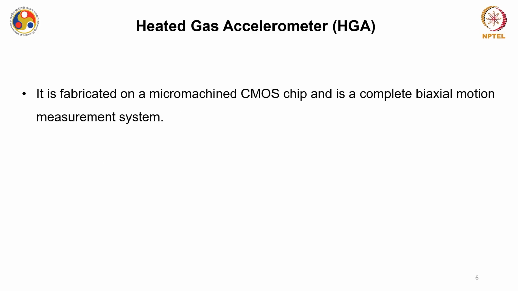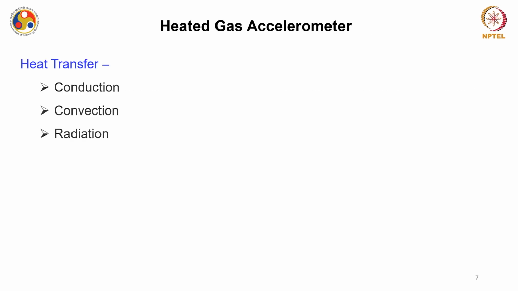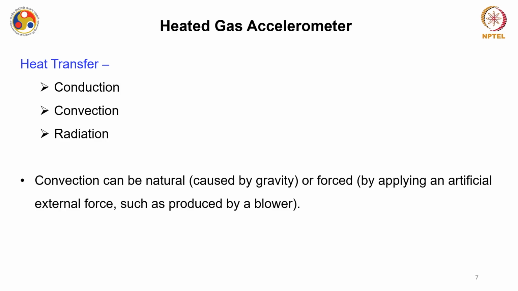This HGA can be fabricated on a micro machined CMOS chip and is a complete biaxial motion measurement system. Of course, you can have a triaxial measurement also, but mostly these biaxial kind of devices are very popular. The principle of operation of the device is based on heat transfer by forced convection. So, we have seen different ways of heat transfer. If you remember, it can be by conduction, by radiation or by convection. Particularly for fluids, we have seen that conduction and convection are two important methodologies.